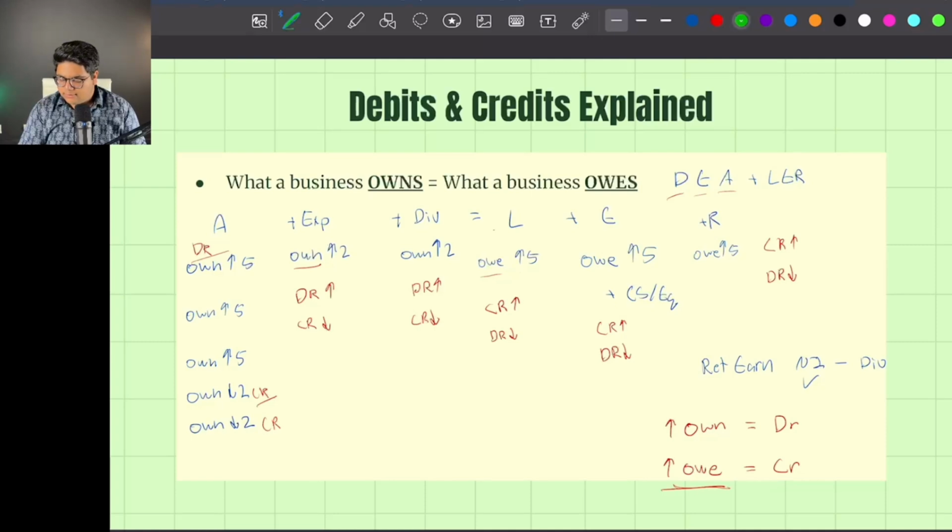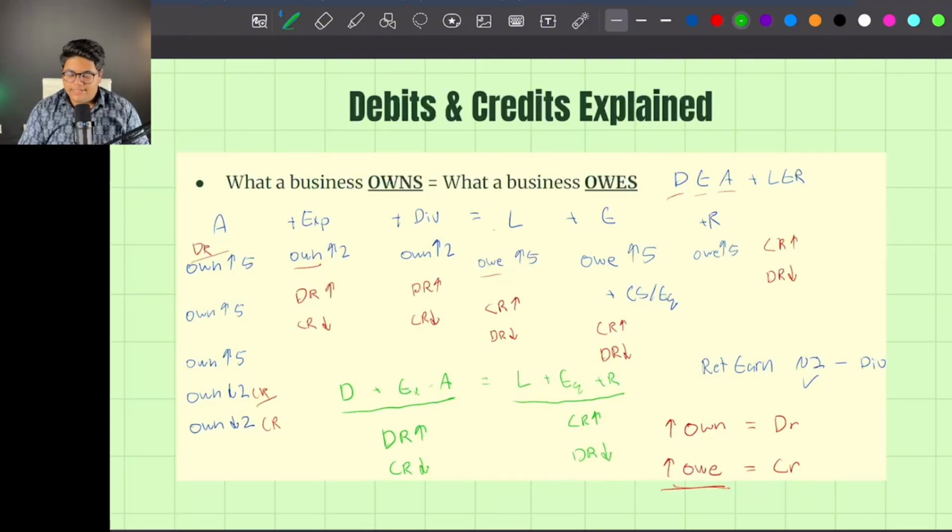Now, in order to make it look all nicer, we can have our dividends plus expenses plus assets is equal to our liabilities plus equity. I'll just write it EQ and EX to differentiate between expense and equity, plus revenues, right? So for all of these things, if you want to increase them, you debit them. If you want to decrease them, you credit them. And for all of these things, if you want to increase them, you credit them. And if you want to decrease them, you debit them.